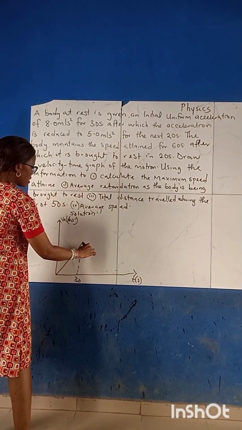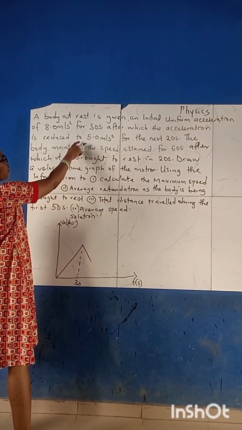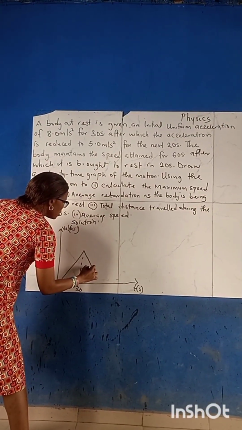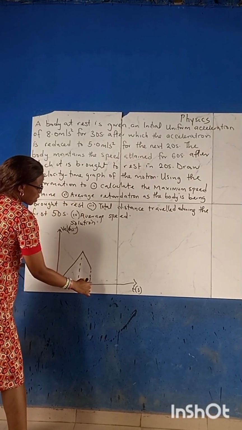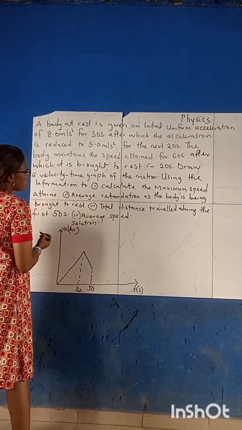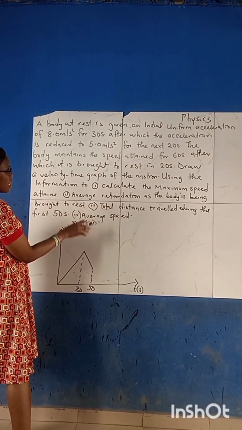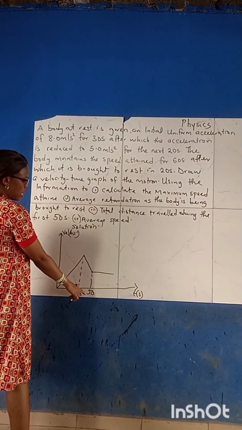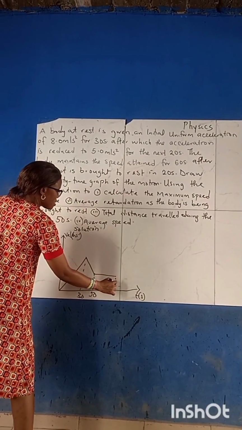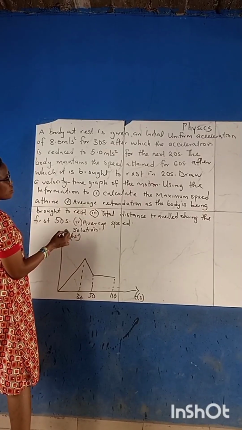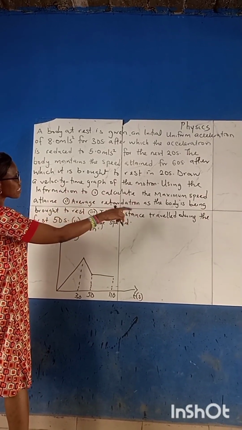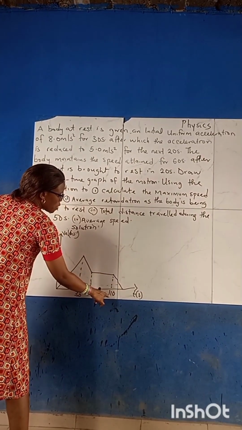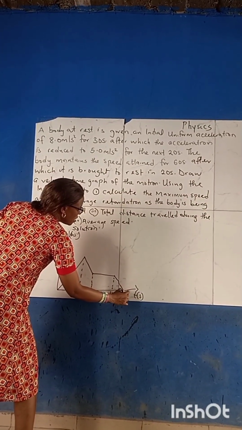The acceleration is reduced to 5 meters per second squared for the next 20 seconds. So 30 for the next 20 seconds, this will be 50. Now, the body maintains this speed attained for 60 seconds. For 60 seconds, that will be 50 plus 60, that is 110. After which it is brought to rest in 20 seconds. So this one is 110 plus 20, that will be 130.